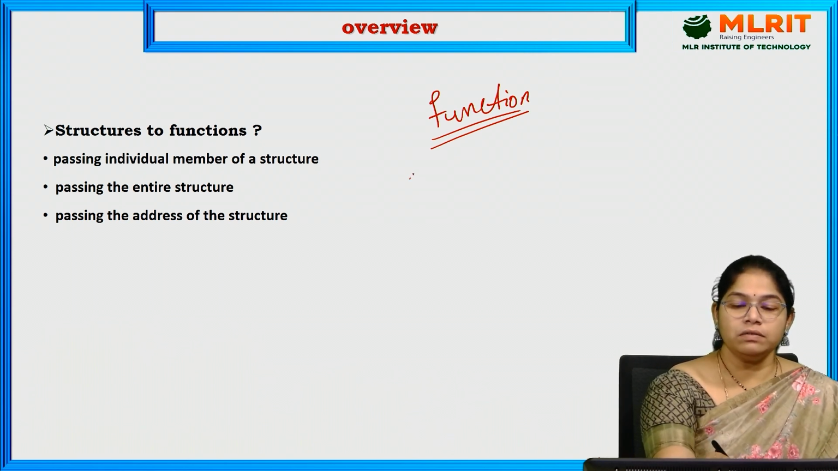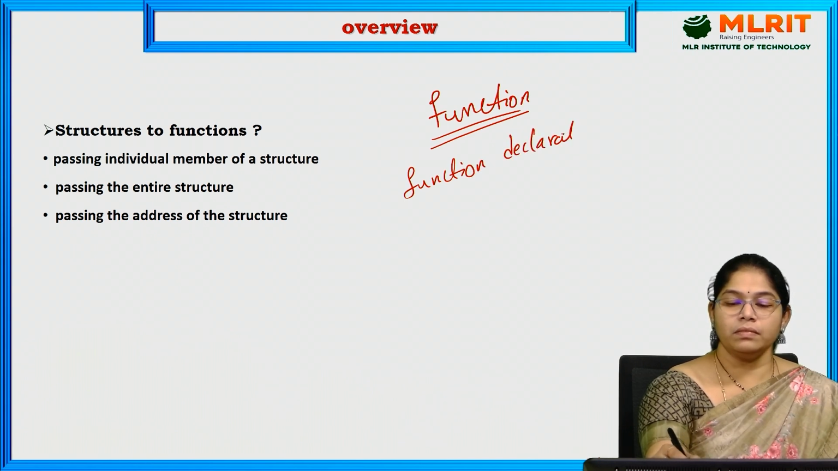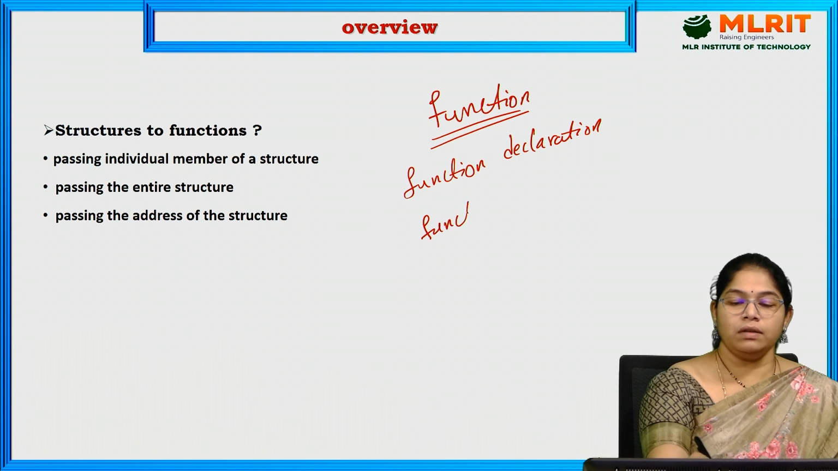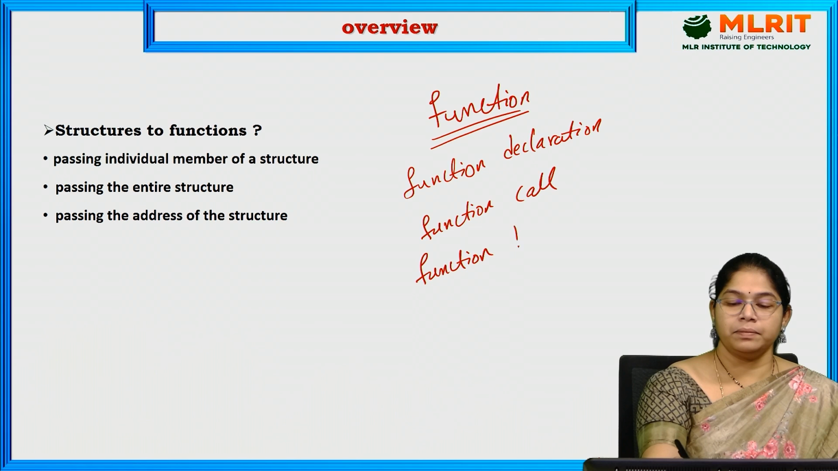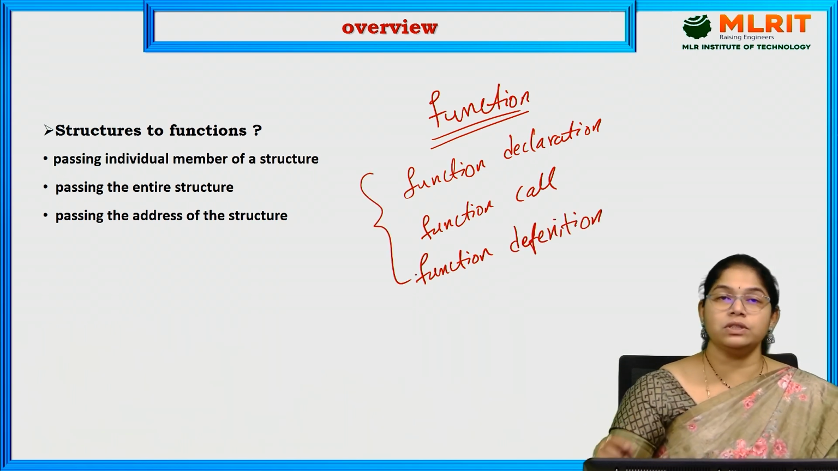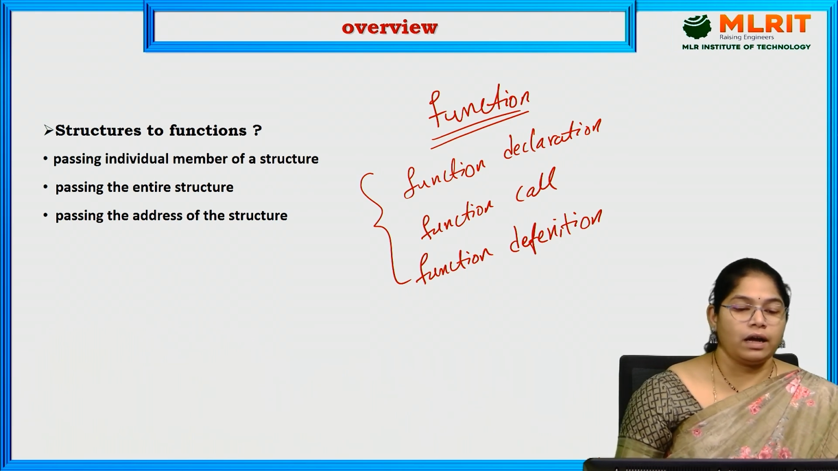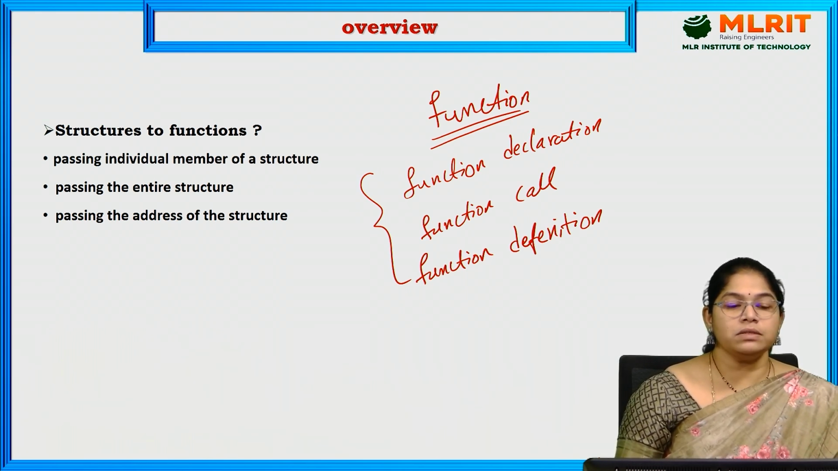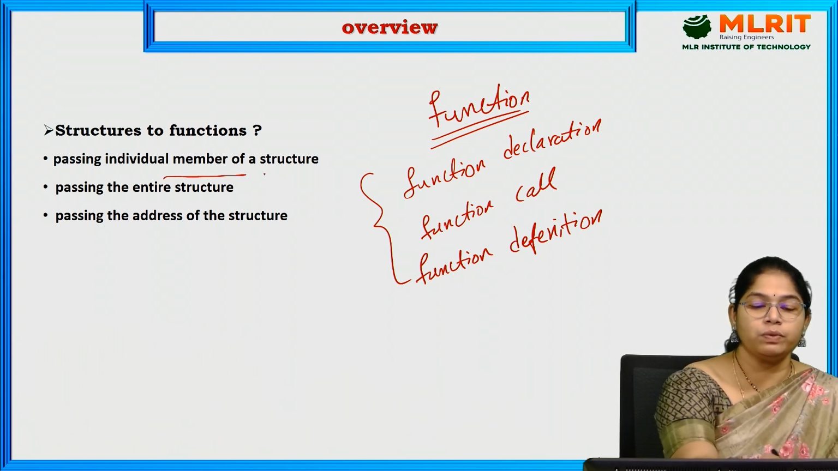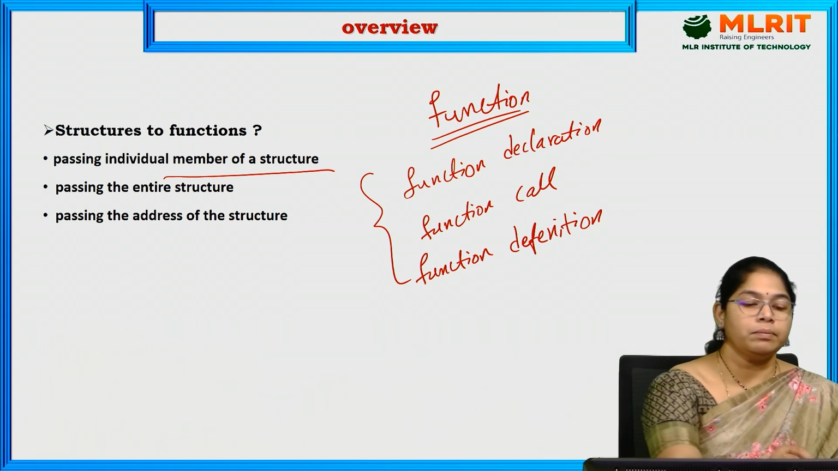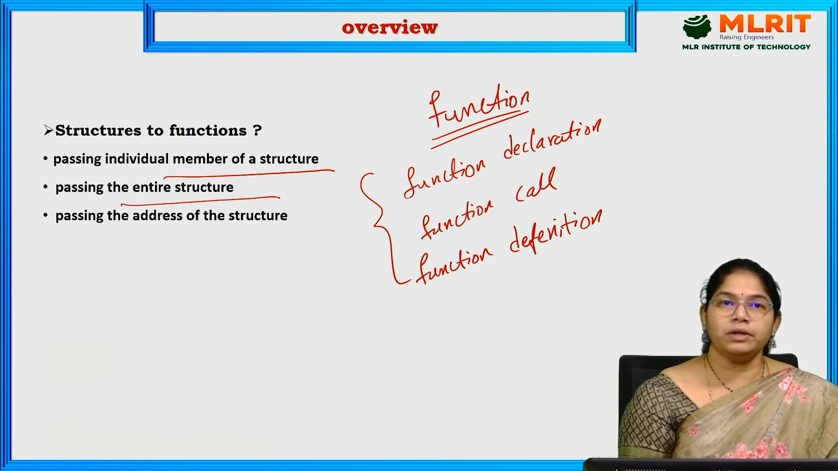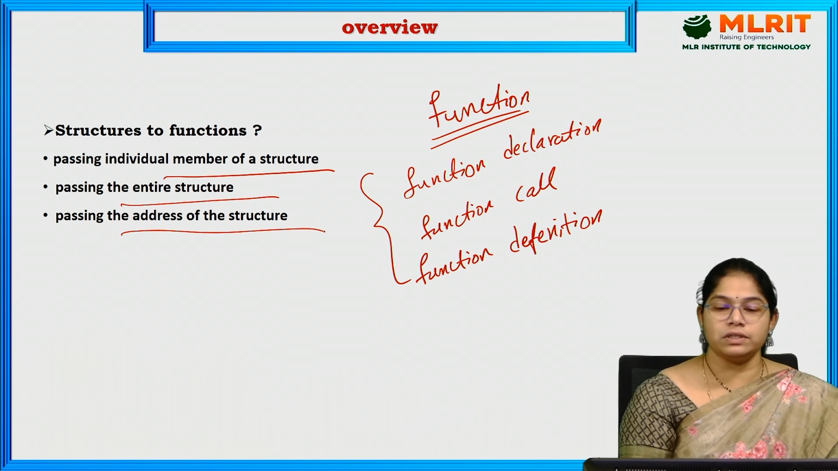To write a function, we must have a function declaration, function call, and function definition. About all this we have discussed in the topic functions. Here, I want to pass the arguments of the structure. We can pass the argument of the structure in three ways. That is, passing individual members of the structure as an argument to function, passing the entire structure as an argument to function, or passing the address of the structure as an argument to function.